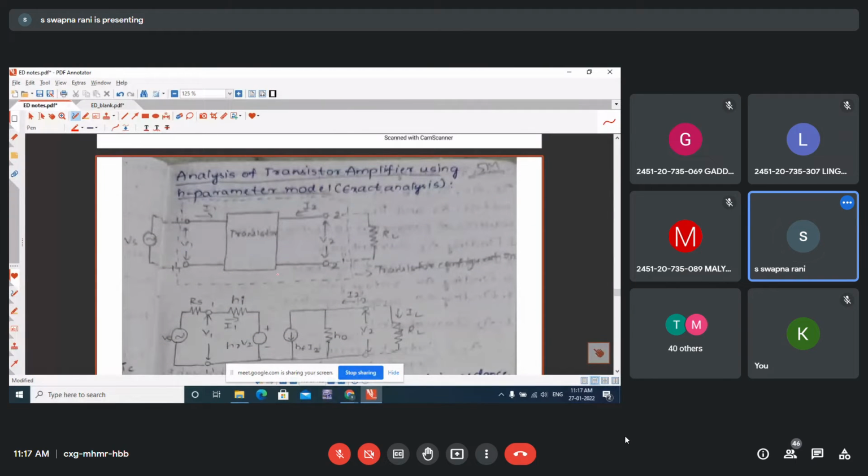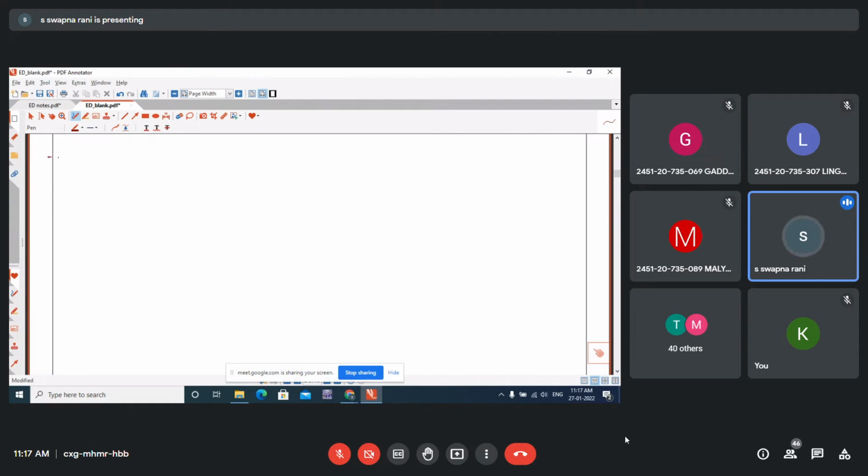Now we will do the general analysis of the transistor amplifier, to obtain current gain, voltage gain, input impedance, output impedance of the amplifier in terms of transistor H parameters.